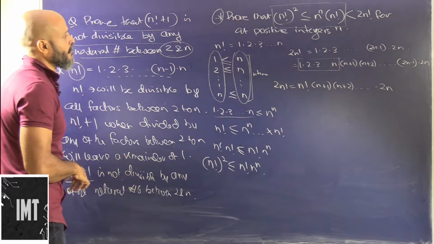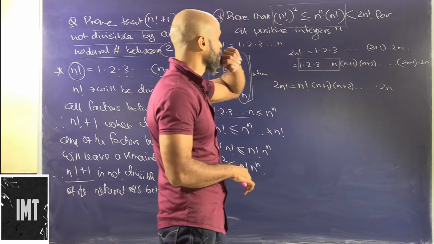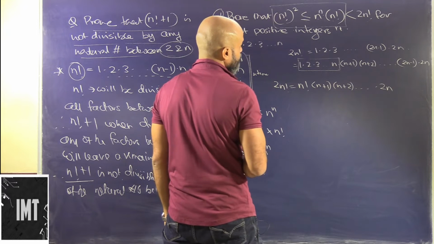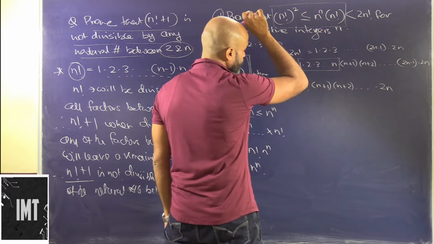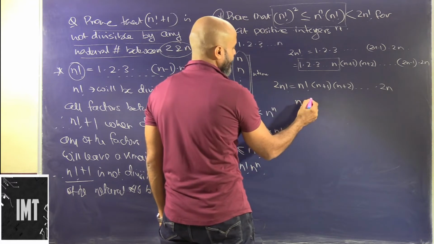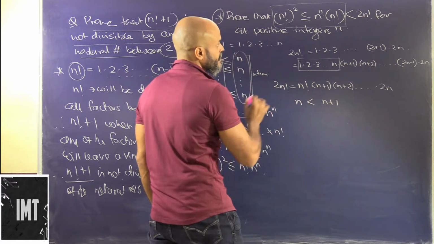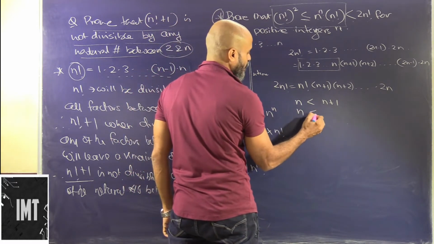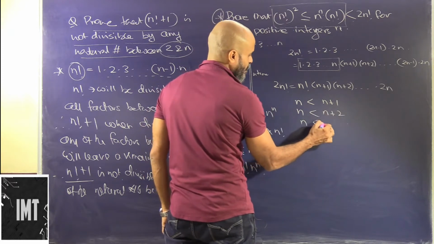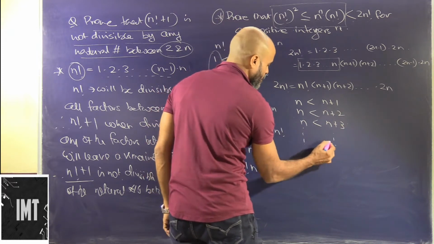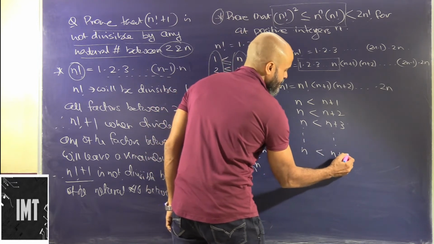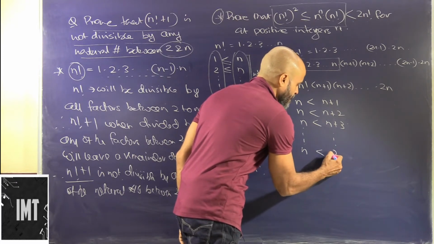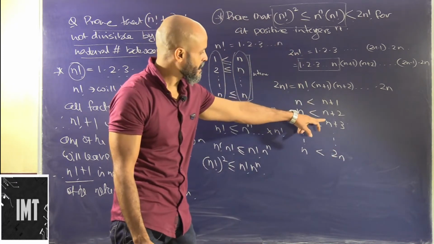Now for all positive integers, what we have to do is this: we have n less than n plus 1, very obvious, because we don't have an equal-to sign here as we had before, so we have to be careful about this. Now n will obviously be less than n plus 2, n less than n plus 3, and so on and so forth. n will be less than n plus n. n plus n basically means 2n, right? Clear? n plus 1, n plus 2 till 2n.